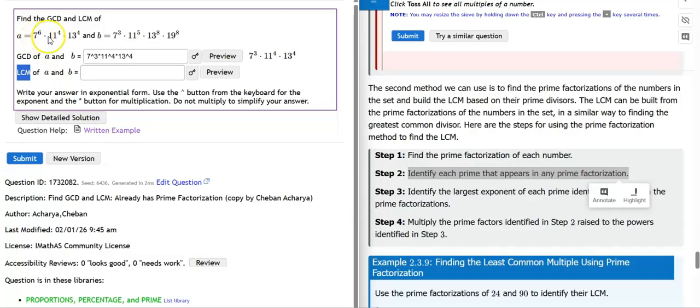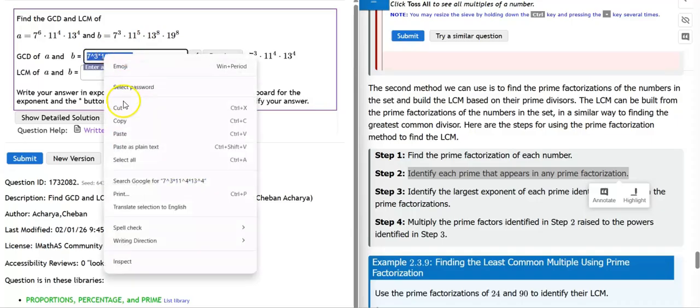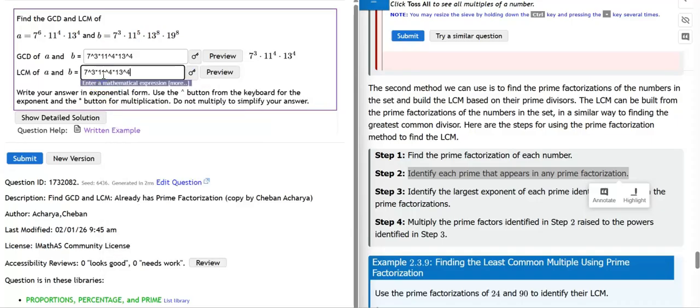So how many are there? 7 is here, 11 here, 13 here, and 19. I'm copying and pasting here, so the calculator can do that. So this is the one, times 19 also, because 19 is also a prime factor that appears in the factorization.